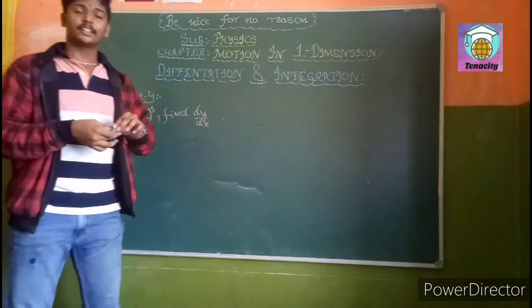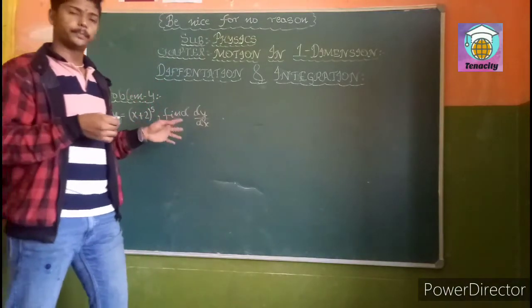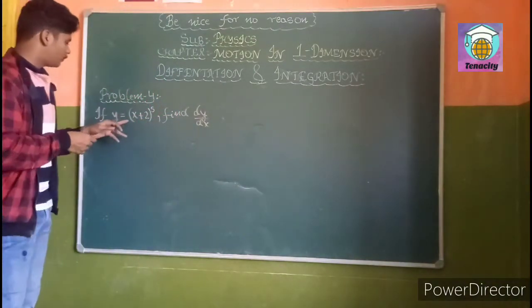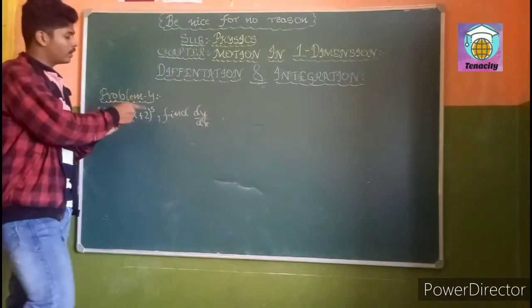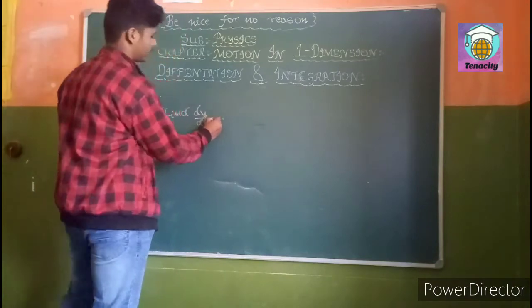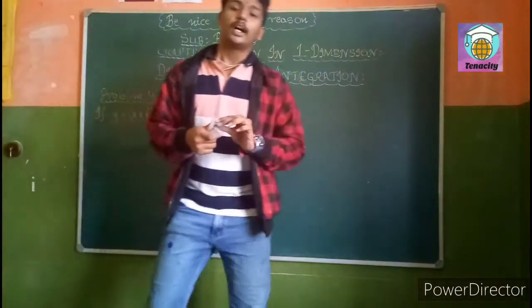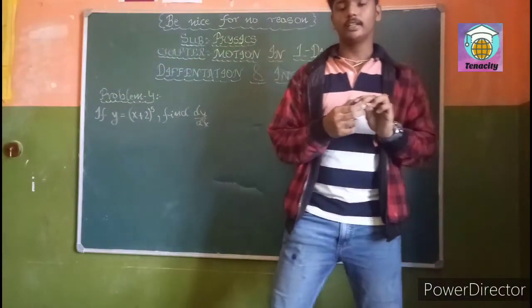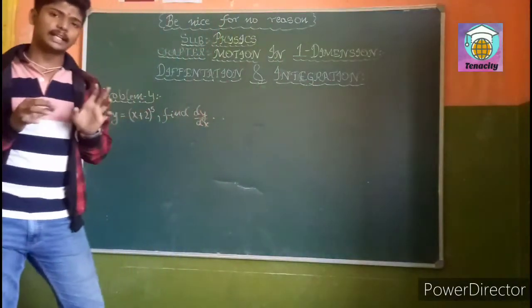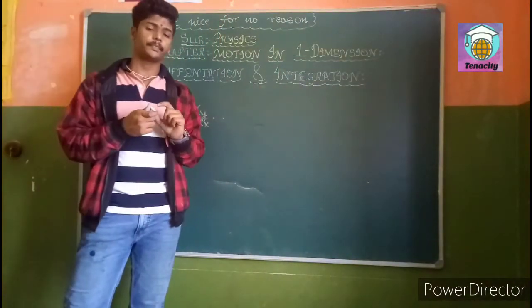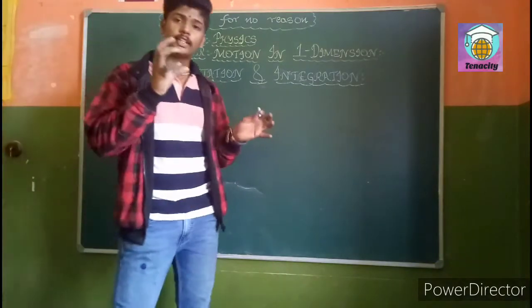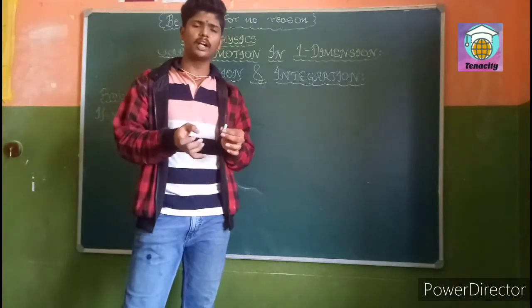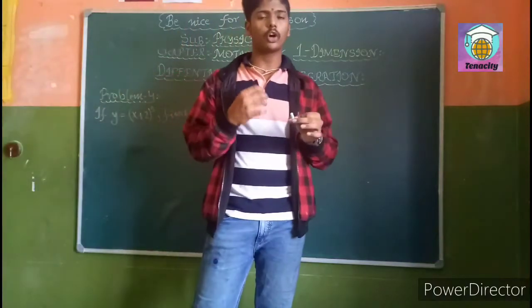Let us discuss the fourth problem. That is, if y is equal to (x plus 2) to the power 5, find dy by dx. So guys, I want to say something: I am not telling everything in the concept. I am taking some problems and giving you the concept while solving that problem, so that you will get to know how you solve the problem.